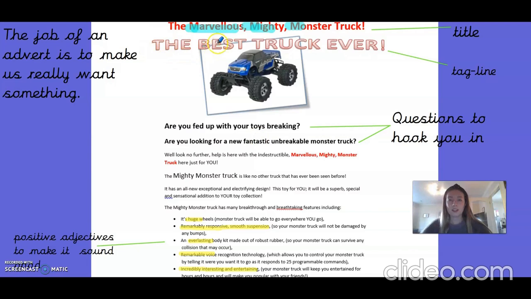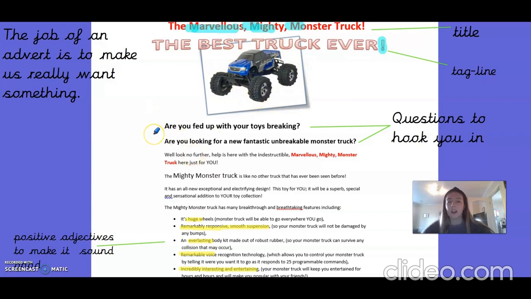We've then got this section underneath, the best truck ever. Can you remember the name of this piece of punctuation? An exclamation mark. And this section is called our tagline. And the purpose of the tagline is to again draw the reader in and give you a very short explanation again about the advert. The best truck ever. They're making you think that this is the best toy you could buy. Their toy is better than any other toy. And then we've got the picture to show us what it looks like.